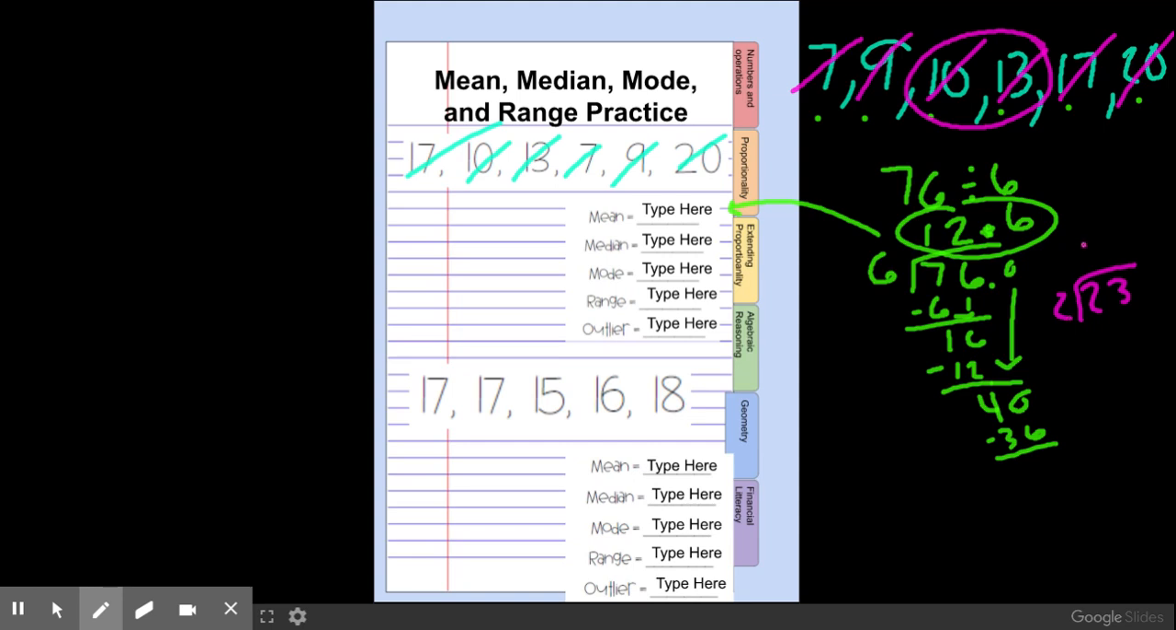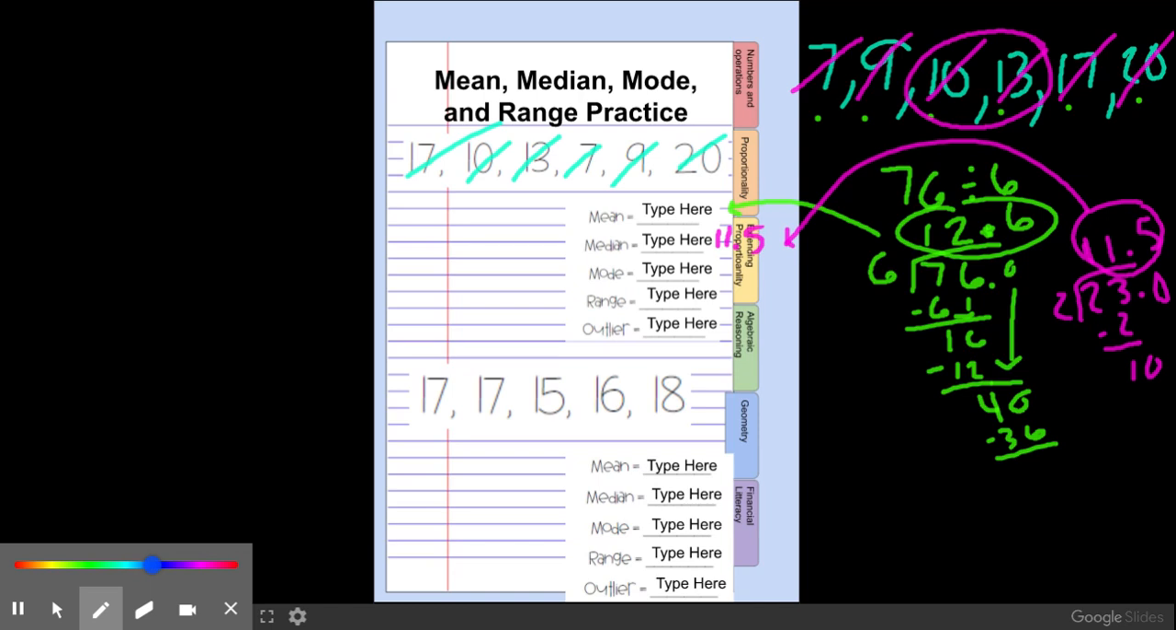So 2 goes into 2 once, 2 goes into 3 once, minus 2, 1, and it goes in 5 times. So it's going to be 11.5 for our median. Okay? Our mode here, they all happen the same amount, so there is no mode because they're all the exact same amount. They all happen once, okay?